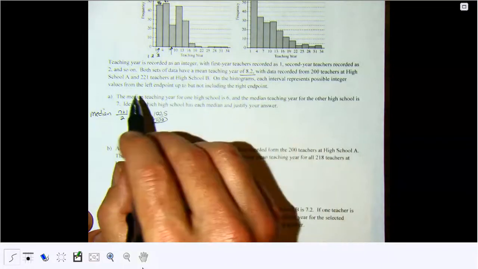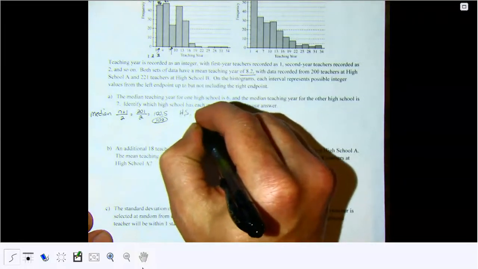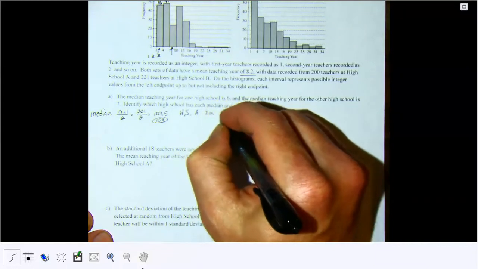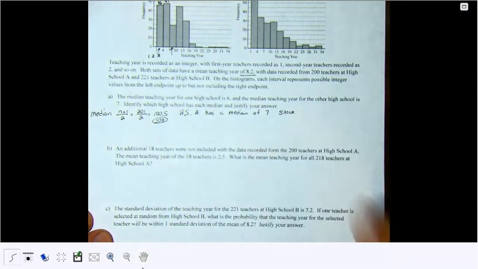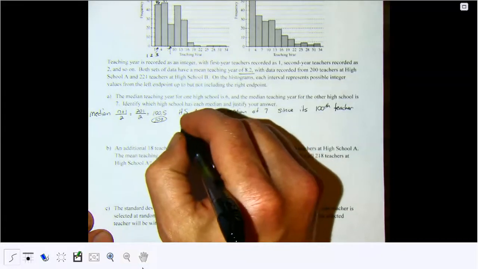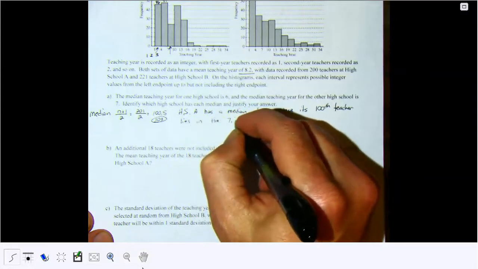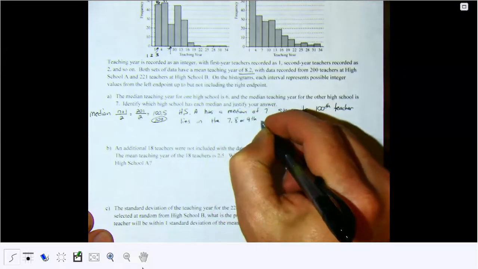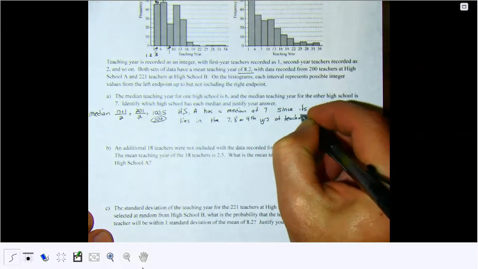So that means that high school A has a median of 7, since its 100th teacher lies in the 7th, 8th, or 9th years of teaching interval.